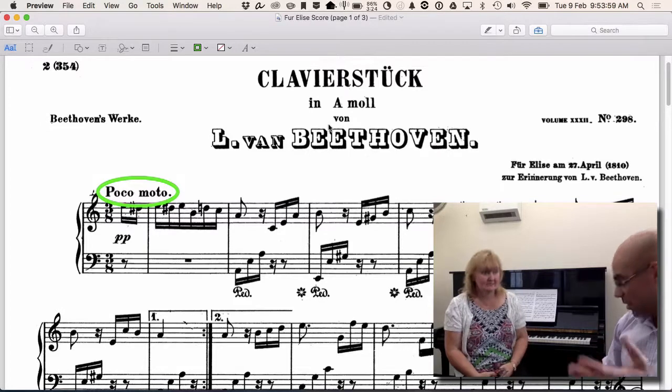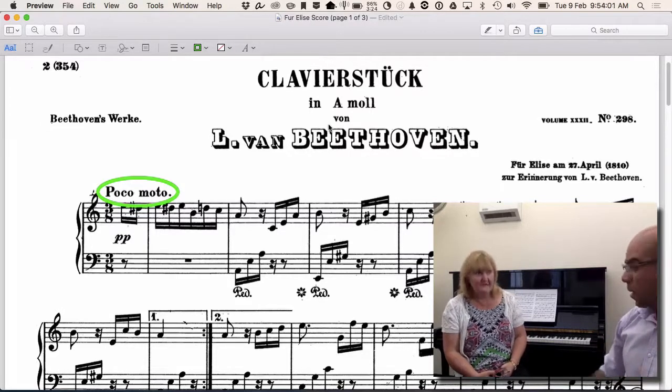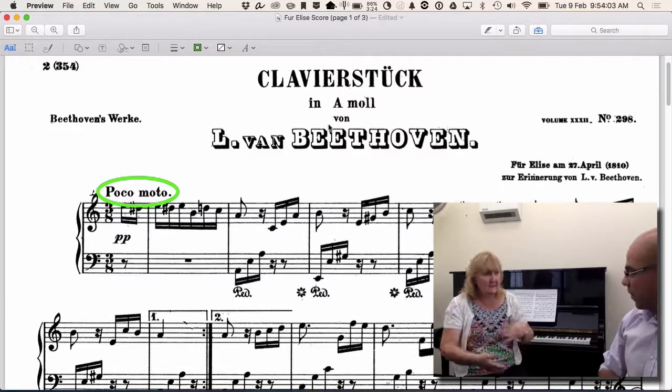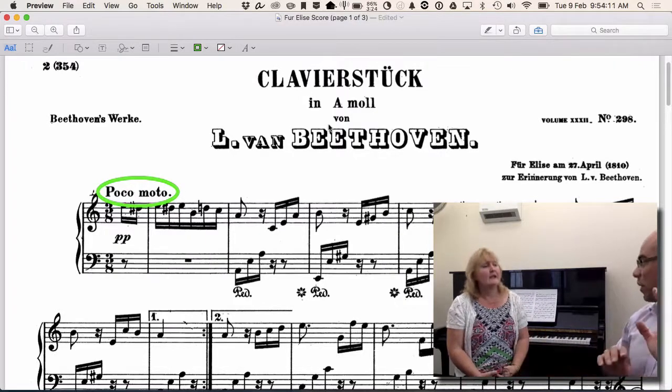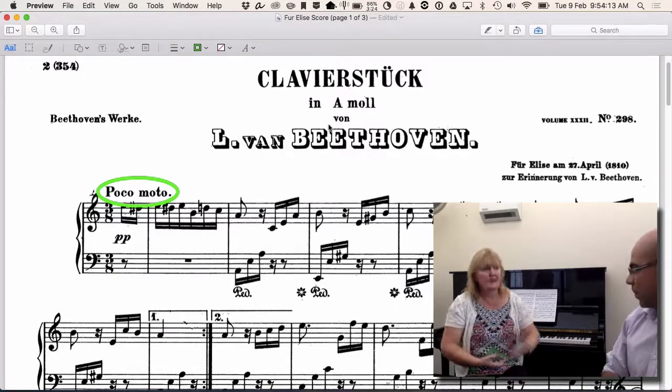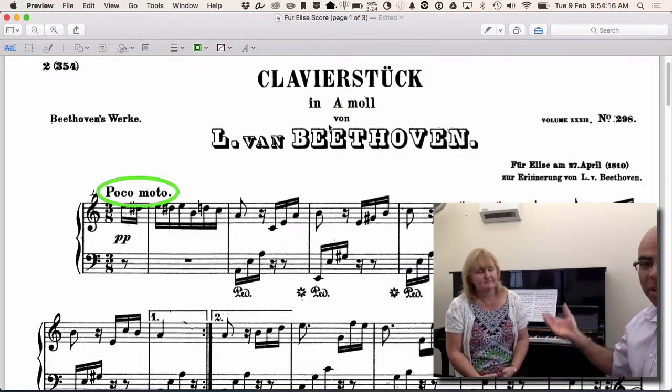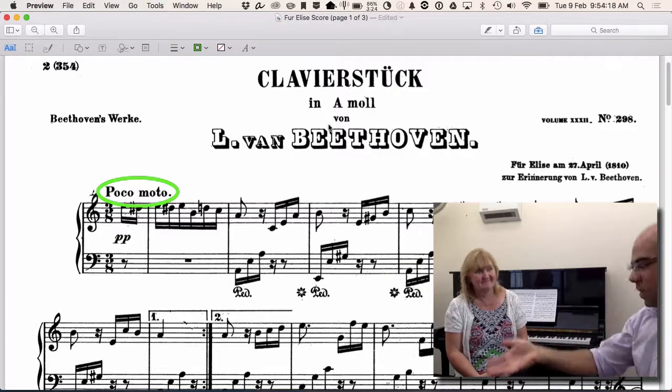Fantastic. Poco means a little. And moto means movement. So it just means a little movement, and you get that idea with that little figure. Da, da, da, da, da, da. So it's a little movement happening through the piece all the time. It's not fast movement, it's not really slow movement, but it's moving along. Because Miss knows her terms, she can just give the explanation.